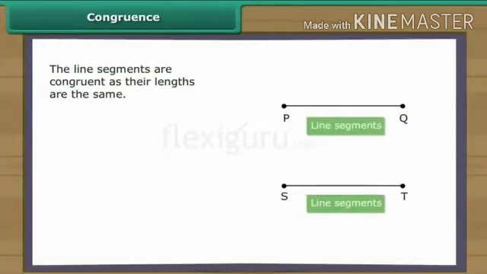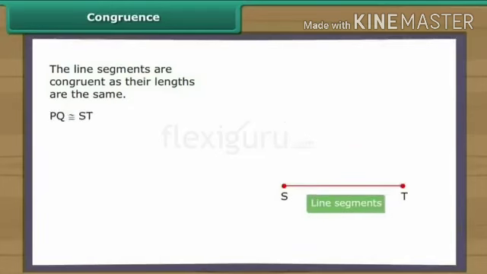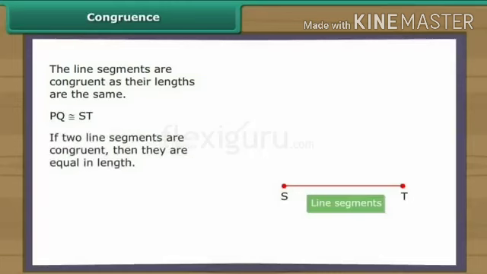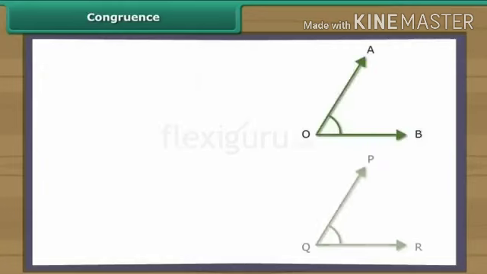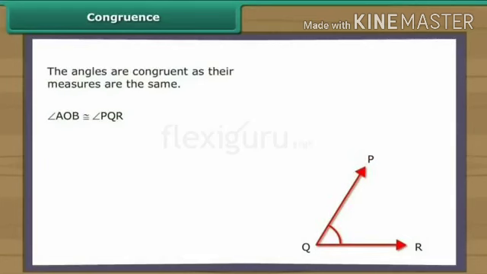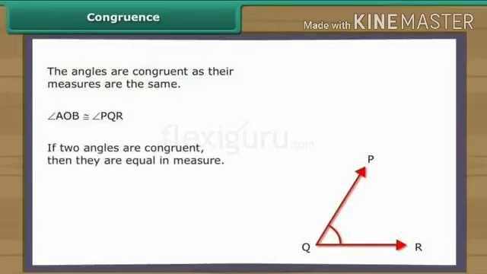Here are two line segments PQ and ST. We will check if they are congruent. The line segments are congruent as their lengths are the same. It is also true that if two lines are congruent, then they are equal in length. Here are two angles, angle AOB and angle PQR. Let us find out if they are congruent. The angles are congruent as their measures are the same. It is also true that if two angles are congruent, then they are equal in measure.